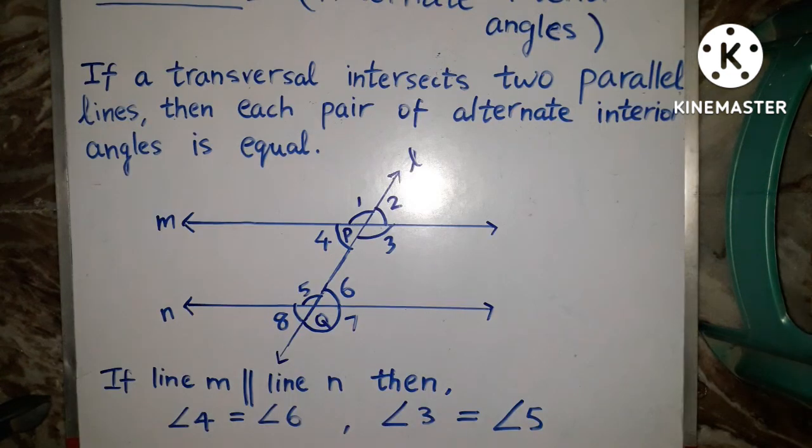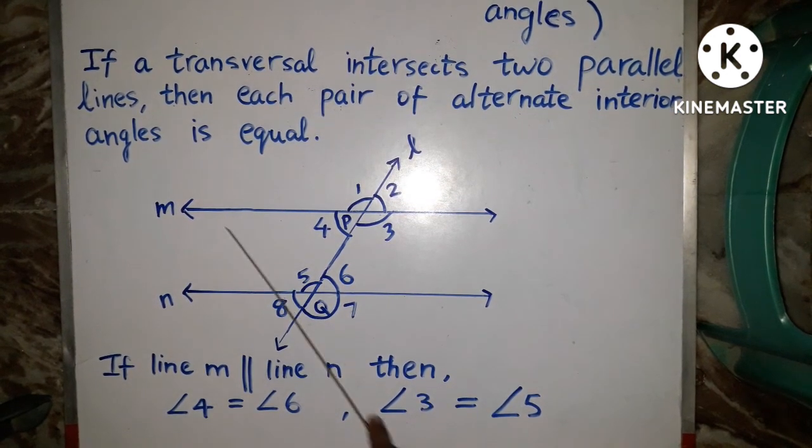We know how to find out the pairs of alternate interior angles. So just now we learned that if line M is parallel to line N, then the pairs of alternate interior angles will be equal. That means angle 4 will be equal to angle 6. This one pair will be equal. Then the next pair will also be equal. Angle 3 will be equal to angle 5, since these are alternate interior angles.